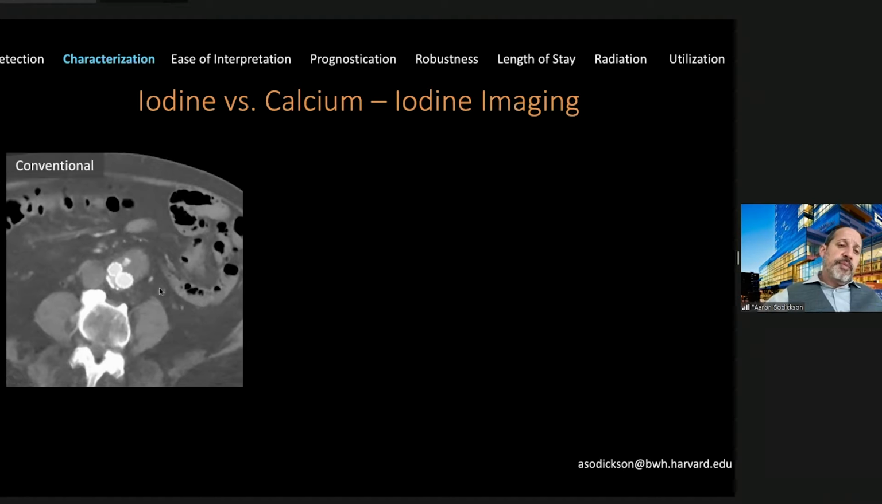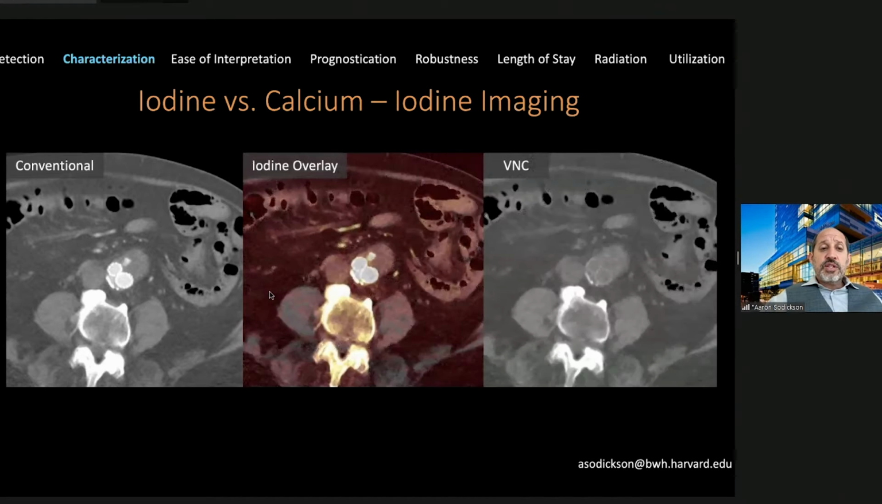Iodine versus calcium is an interesting problem, as I mentioned before. Here's a patient scanned for other reasons who has had an endovascular stent. We see some bright stuff outside the stent. And the question is always, is this an endoleak or is this calcification? This spot here color codes and disappears. That is iodine. That is an endoleak.